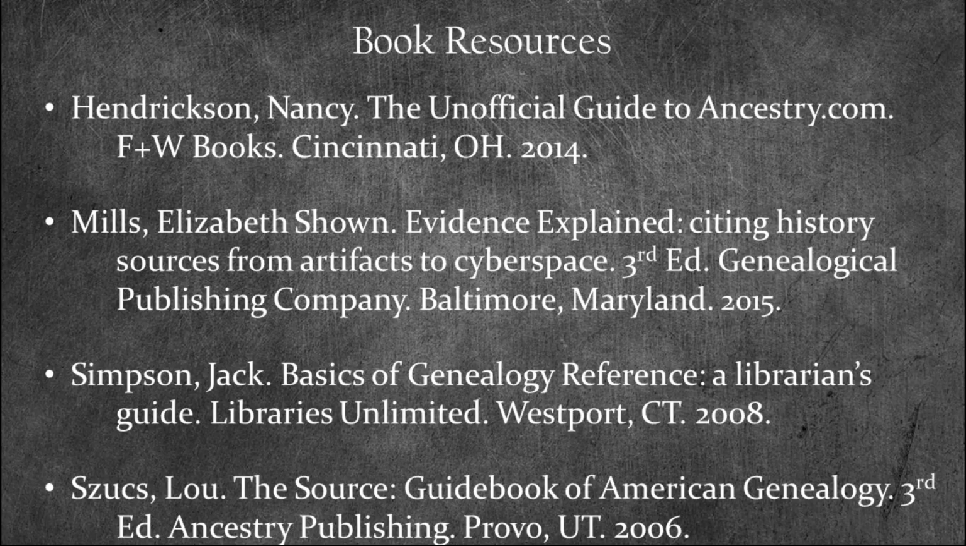And then the last one that I think every library should have is Elizabeth Shown Mills's book, Evidence Explained. There's a brand new edition that just came out at the end of last year. Basically, it teaches genealogists, researchers, and librarians like us how to correctly cite historical sources. So whether you are citing a database from a website, a vital record from the courthouse, or photographs from your Grandma Nellie's scrapbook, she explains exactly how to properly source and cite the genealogy research that patrons are doing.